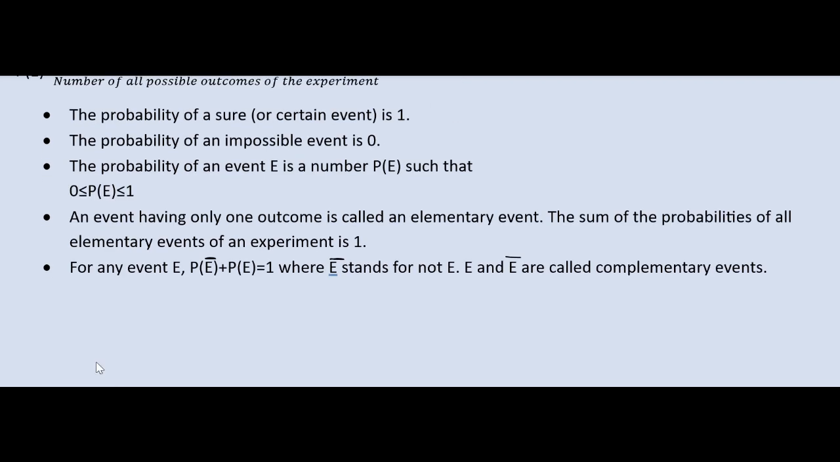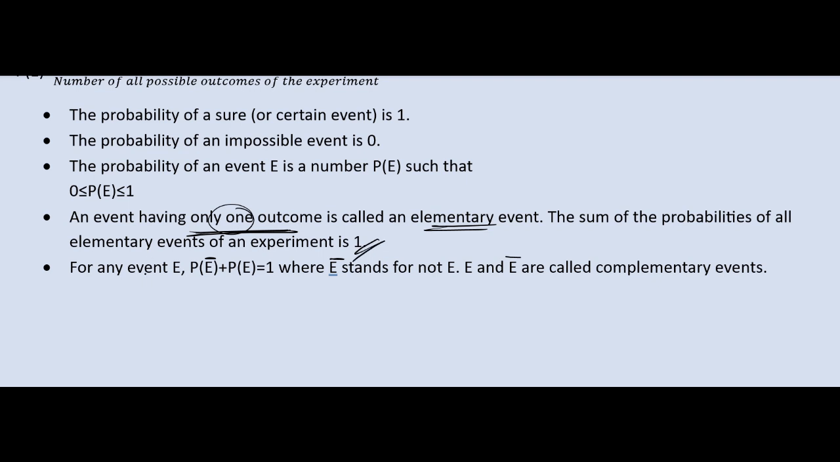An event having only one outcome is called an elementary event. If the event has only one outcome, then that is called an elementary event. The sum of the probabilities of all the elementary events of an experiment will be 1.